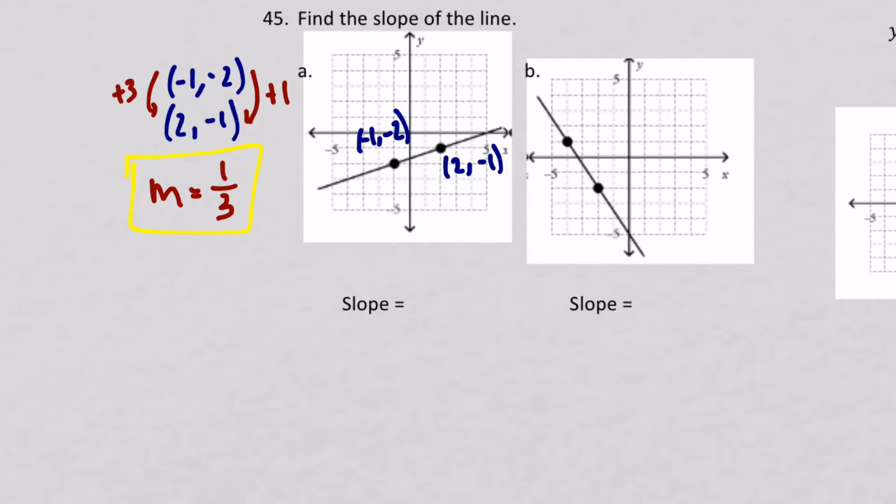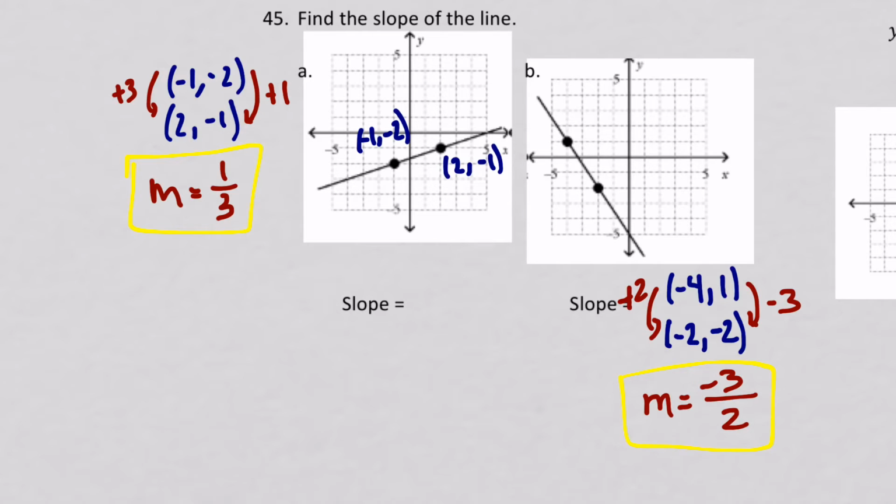Okay, so using that same strategy, go ahead and try part B on your own. Check it, do it first. Pause the video right now so you can do it on your own and then come back to see the correct answer. Okay, pause the video now.